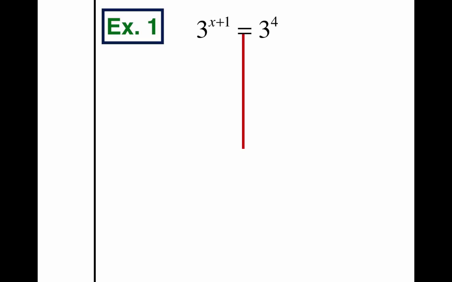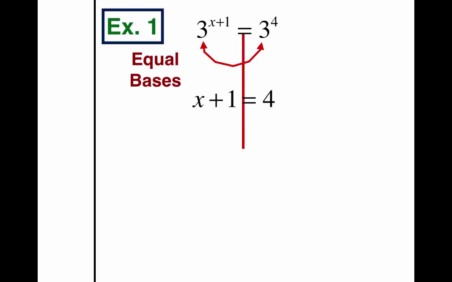Well, because of the exponential piece of it, what I notice right away is they have equal bases. It's 3 to a power and 3 to a power. So because of that equal base, what I really know is that x plus 1 just has to equal 4. Well, that'll be easy to solve. Take the 1 away, and 4 take away 1 is 3. We already know our answer. x must be equal to 3.